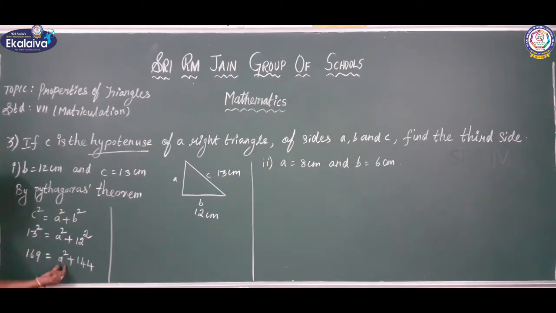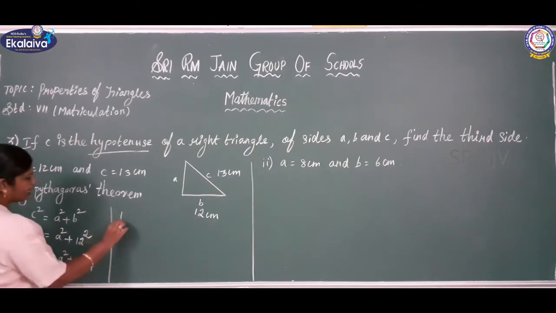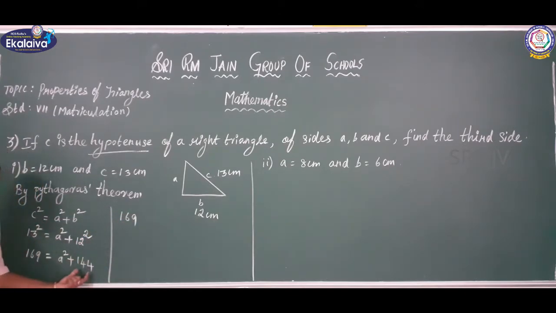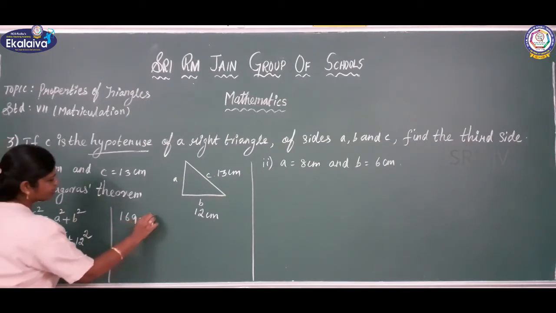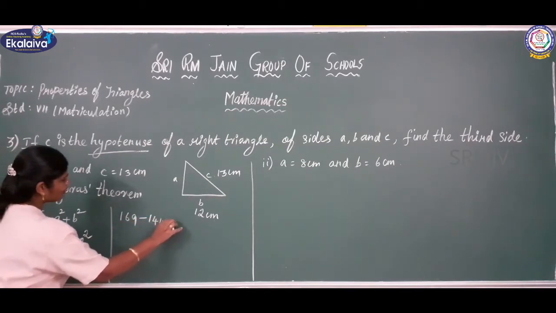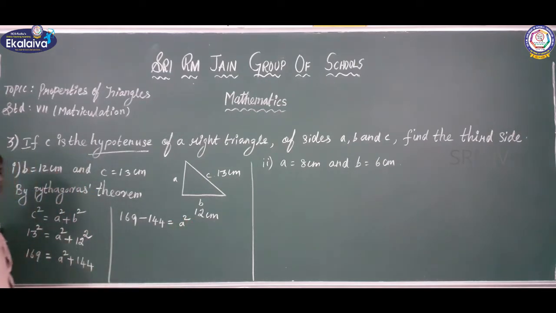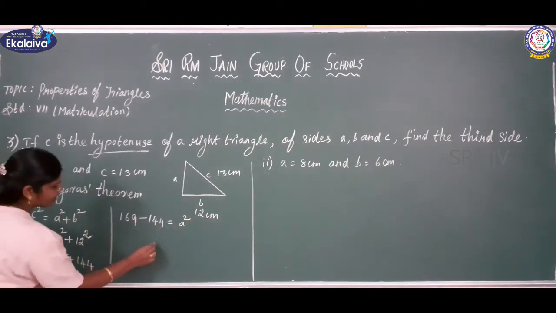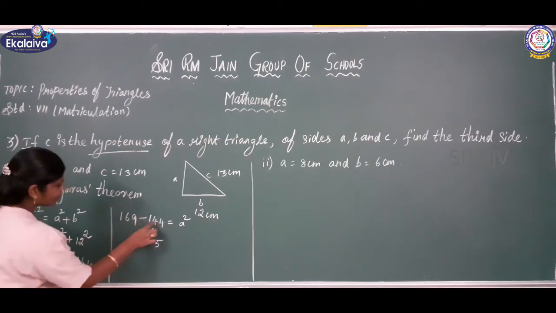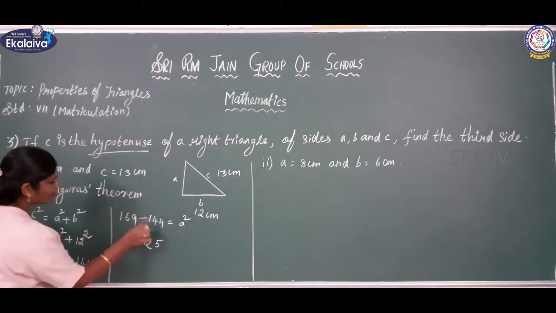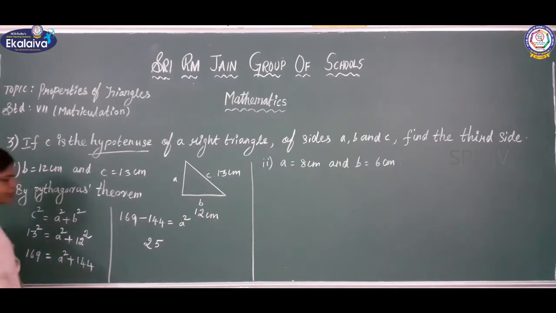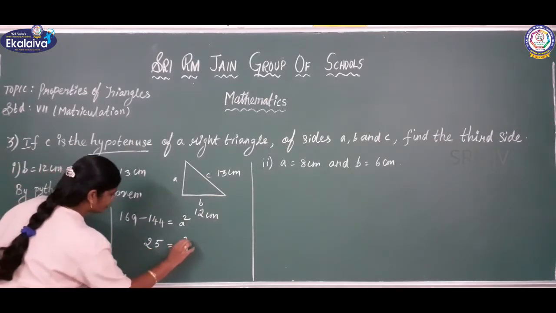Okay, so we need to find out the A. This alone, just keep it here. This number you take to the other side. So 169. The addition will change to subtraction on the other side, so minus 144 equal to A square. Now you subtract this. 9 minus 4, 5; 6 minus 4, 2; 1 minus 1, 0. So 25 equal to A square.